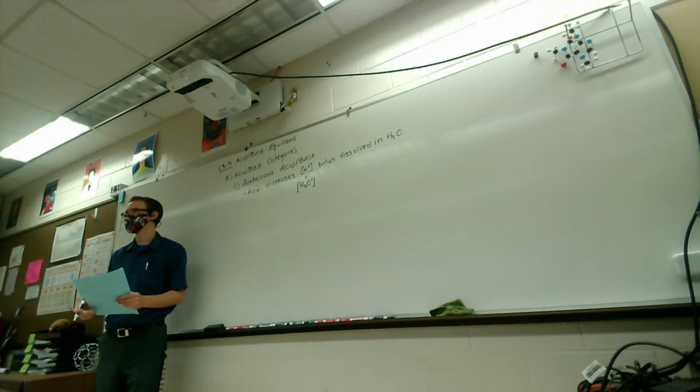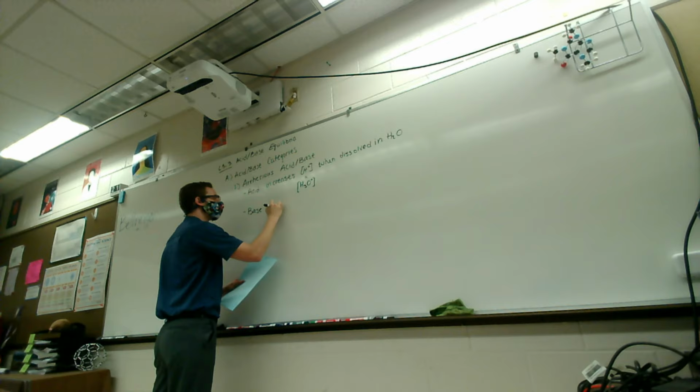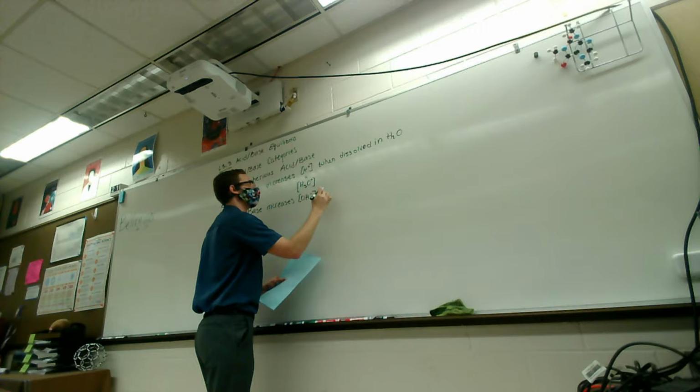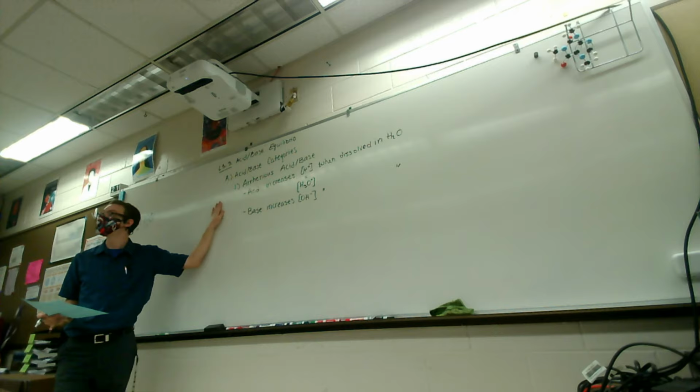Now, Arrhenius bases are a little bit different. It's something that increases the hydroxide ion concentration when dissolved in water. So if you dissolve something in water and it increases the hydroxide ion concentration, that is an Arrhenius base. This is super specific and only applies to a few acids and bases compared to the other ones.